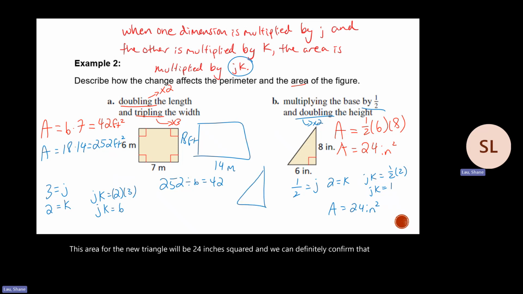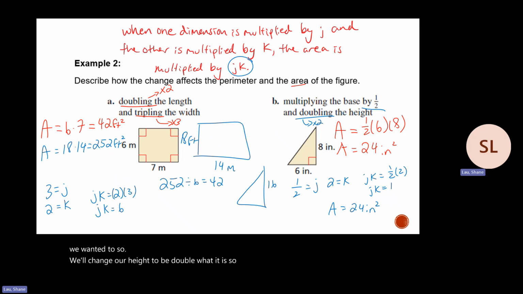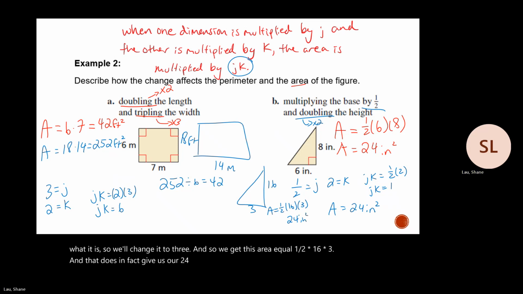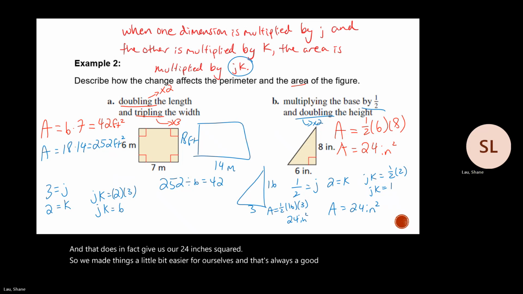and we can definitely confirm that if we wanted to. So we'll change our height to be double what it is, so 16. We'll change our base to be half of what it is, so we'll change it to 3. And so we get this area equal 1/2 of 16 times 3. And that does in fact give us our 24 inches squared. Okay. So we made things a little bit easier for ourselves, and that's always a good thing.